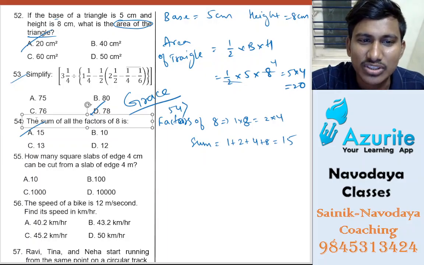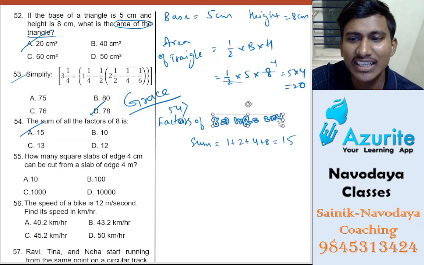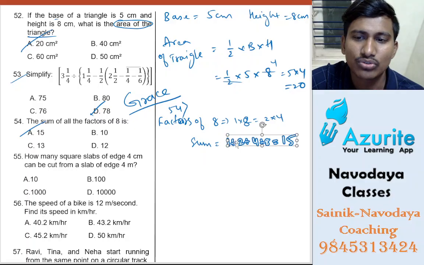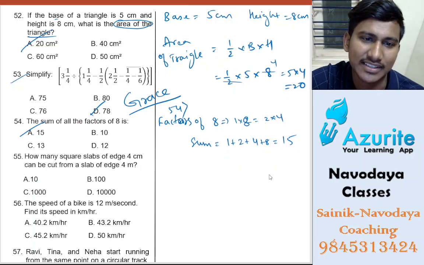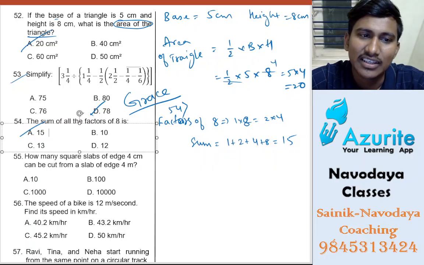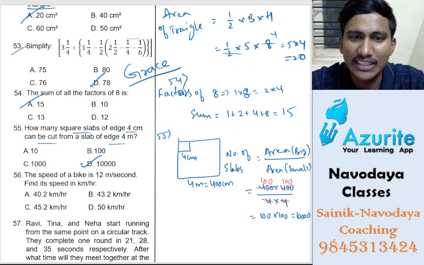So question 54. Sum of all factors of 8. We know factors of 8. That is 1 8 is 8, 2 4 is 8. So 1, 2, 4, 8 are factors. If you add, sum means addition, you will get 15 as the answer. So option A is the answer for 54. Okay. So now next.